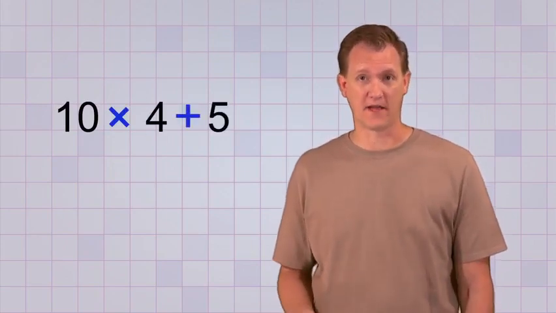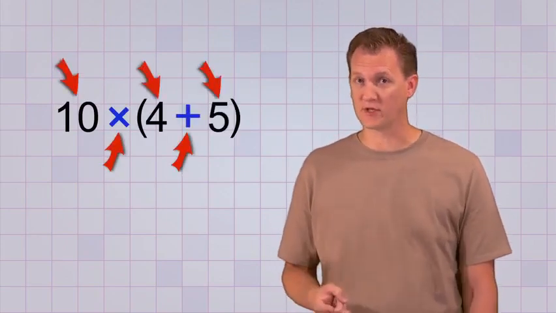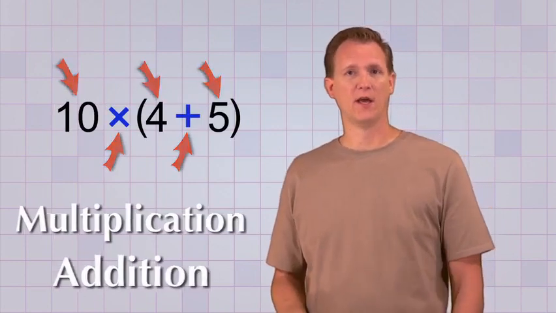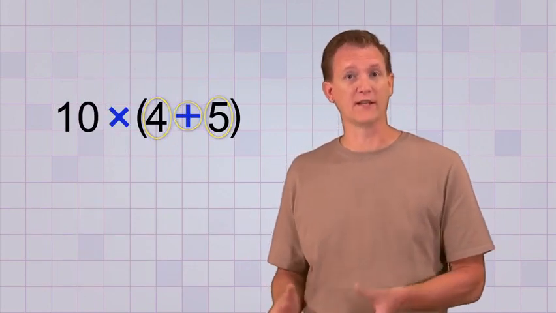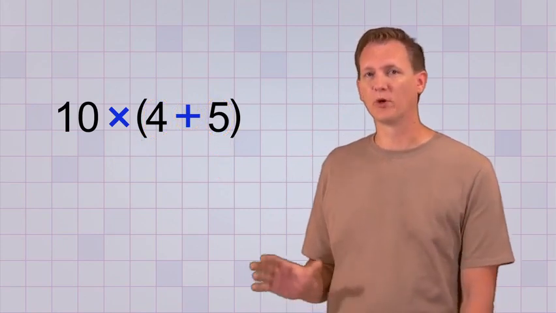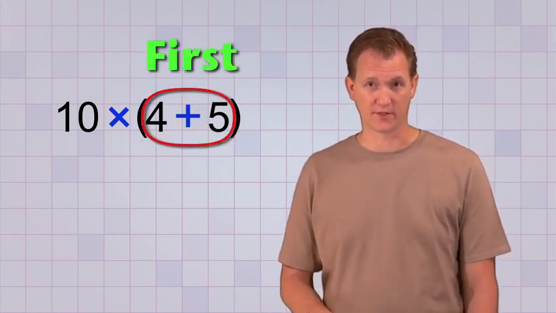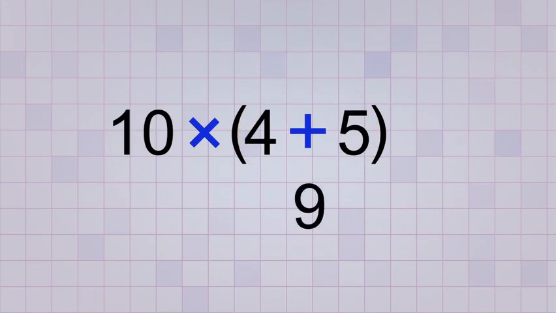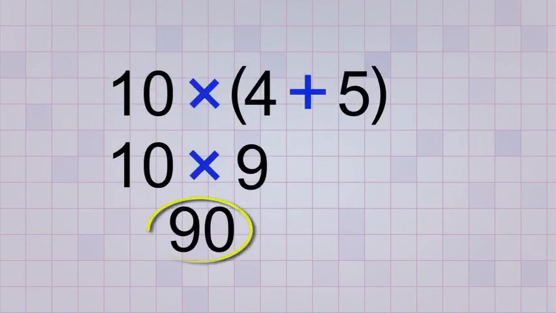For example, have a look at this problem. 10 times (4 plus 5). It has 3 numbers and 2 operations, multiplication and addition. But 2 of the numbers and the addition symbol are inside parentheses. That means that they form a group, and we need to do that part of the problem first. 4 plus 5 equals 9. So the part inside the parentheses can just be replaced with the simplified value 9. Oh, and once you do the math that's inside parentheses and get a single number like this, you usually don't need to show the parentheses anymore. Now that the parentheses are gone, we just have one operation left to do. We multiply 10 times 9, and that gives us 90 as our final answer.